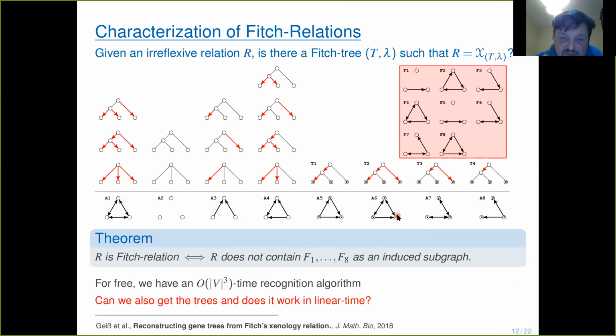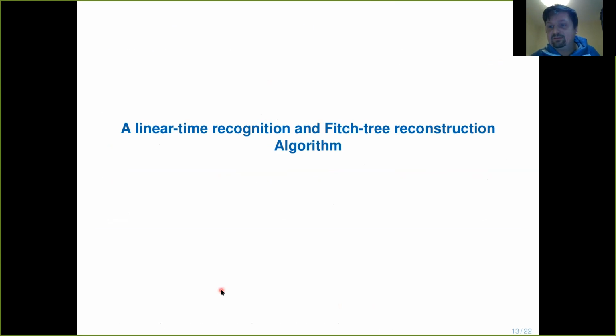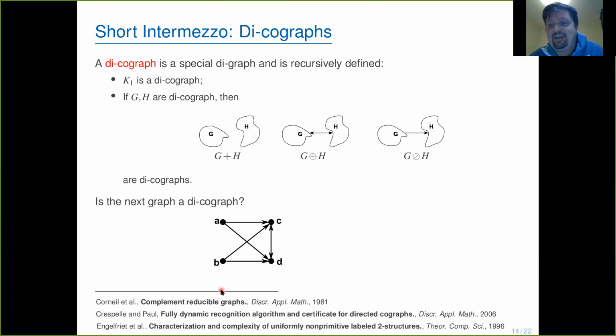And the question is, instead of using a cubic time algorithm, can we do it in linear time, the recognition as well as building the trees given the Fitch relation? And the answer is yes, and this is a part I'd like to show now. And to this end, I need a short intermezzo into so-called directed cographs, complement reducible directed graphs.